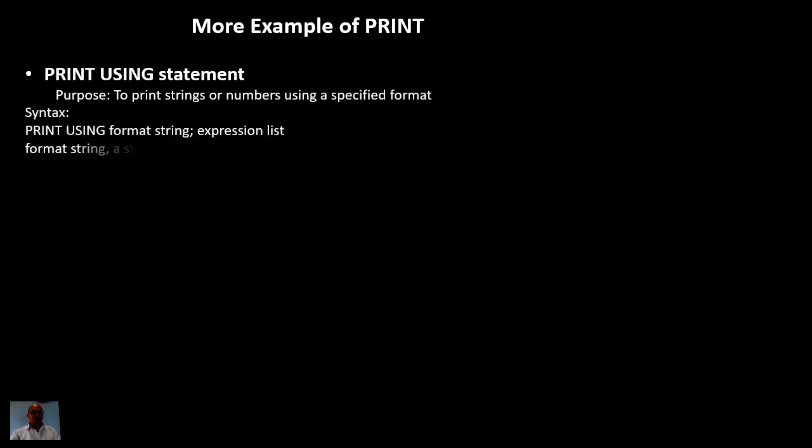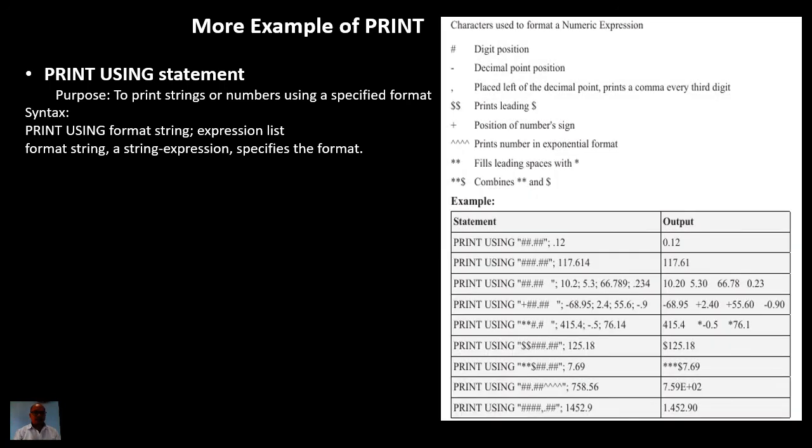So here are a few more examples of print. Print using statement is here. Print using: the purpose is to print a string or number using a specified format. So if there is any type of format, we can use print using. So how to do it here? Few examples are there. These are the characters used to format a numeric expression: hash sign, dollar sign, star, exponent. And down in this table you can see the examples of how to do it.